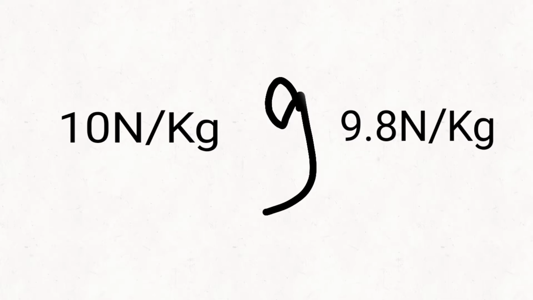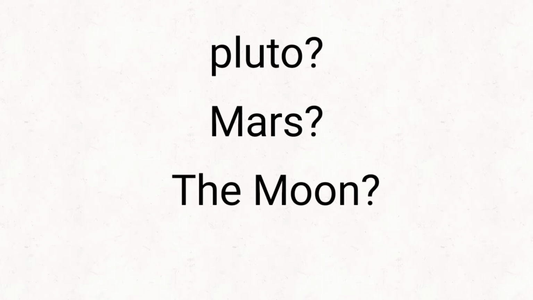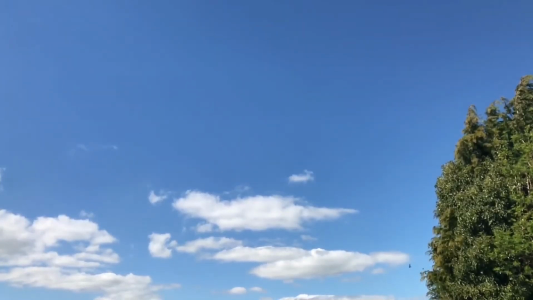Gravitational field strength on Earth is typically written as 10 or 9.8 newtons per kilogram. But other places in the solar system or our galaxy, such as Pluto, Mars, or the Moon, have their own gravitational field strengths, but this is typically provided in an exam. Now let's look at some examples.